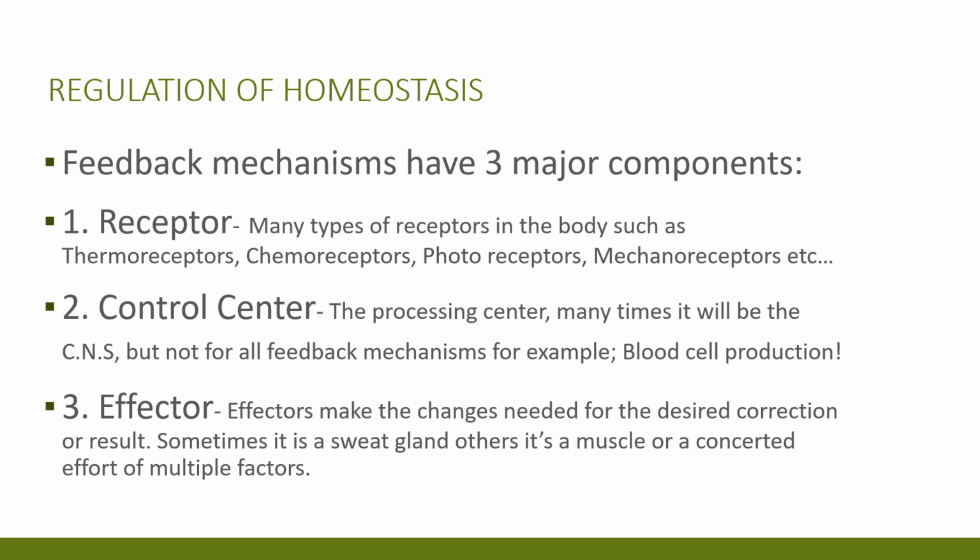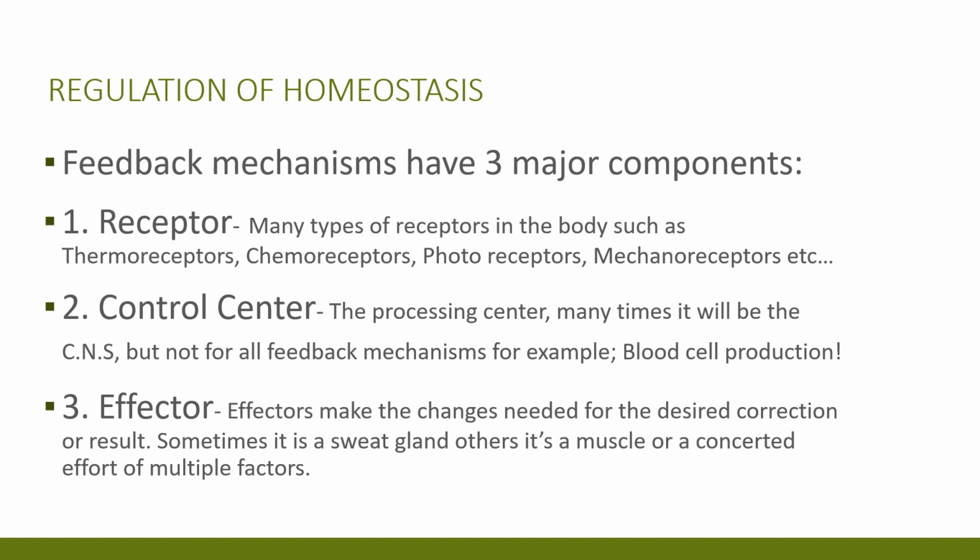So the receptor sends the information to the control center. The control center is the processing center. And many times it will be the central nervous system, but not for all feedback mechanisms. For example, even blood cell production, the control center is the kidney, believe it or not. But many are the central nervous system.